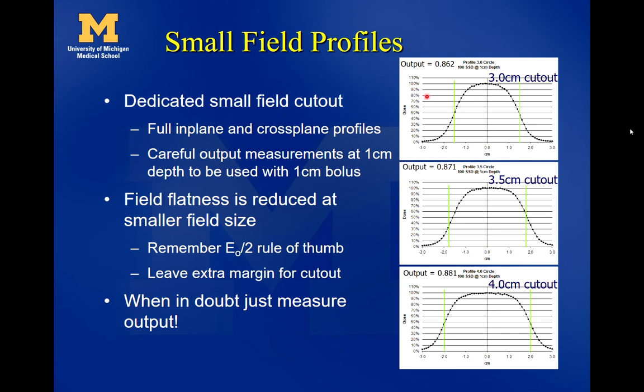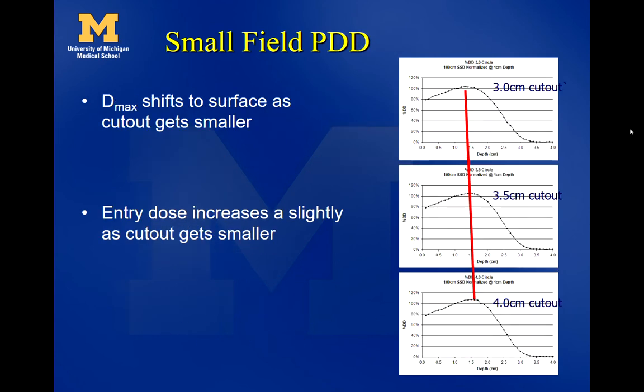So here, for a 6 MeV beam, 6 MeV divided by 2 MeV per centimeter is 3. So a 3 centimeter diameter cutout is a little small for a 6 MeV beam. And when in doubt, just measure the output. Physics should just measure it.